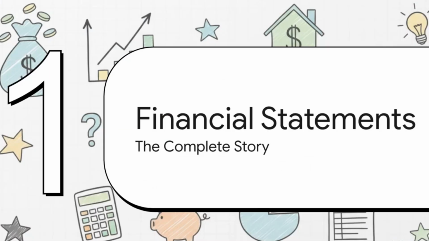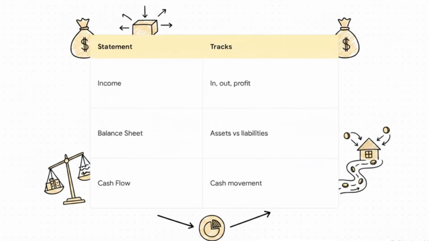Finally, step 5, reading financial statements, the complete financial story. You really need a formal way to track all these concepts. And no, you absolutely do not need to become a certified accountant to do it. Every successful business relies on 3 important reports. First up, the income statement. This tells you how much money came in, how much went out, and how much profit remains.